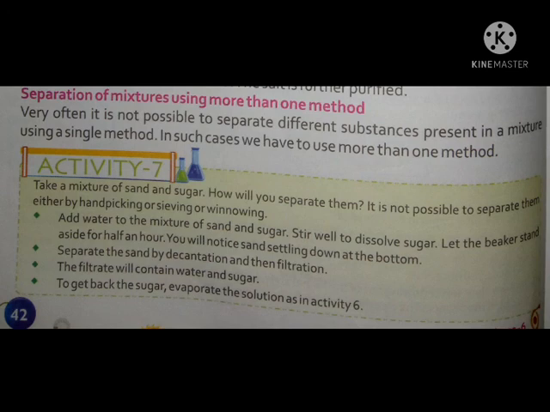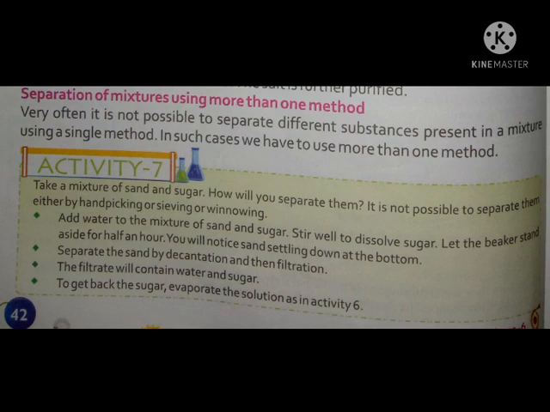Let the beaker stand aside for half an hour. You will notice sand settling down at the bottom. Separate the sand by decantation and then filtration. We know decantation means pouring out the clear liquid after sedimentation. And then we have to use the method of filtration.